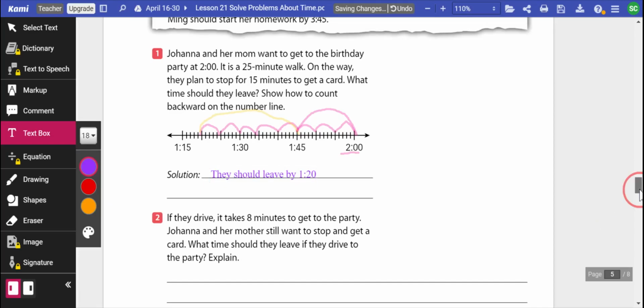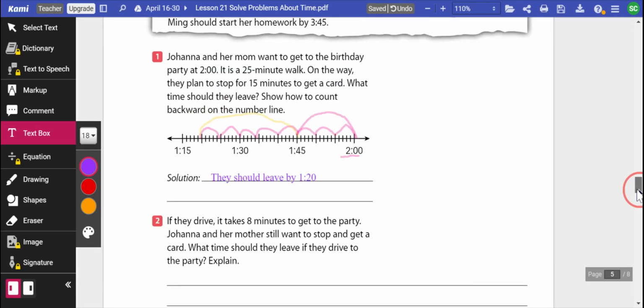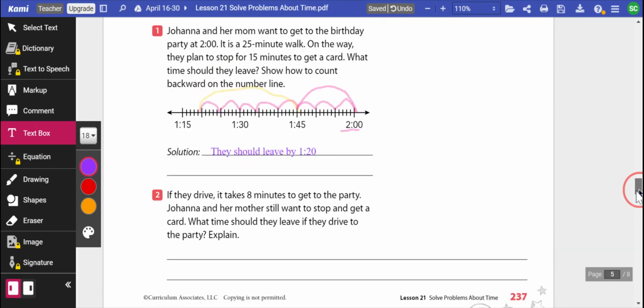All right, question number 2. If they drive, it takes 8 minutes to get to the party. Johanna and her mother still want to stop and get a card. What time should they leave if they drive to the party? Explain. All right, so this time we could do this a couple of different ways. If we come back up here to where our number line is, remember we said that what was written here with this orange, that was the walk. So instead of it being that 25 minutes, it could be an 8-minute drive.